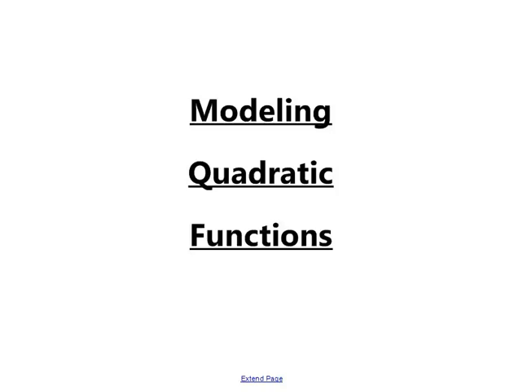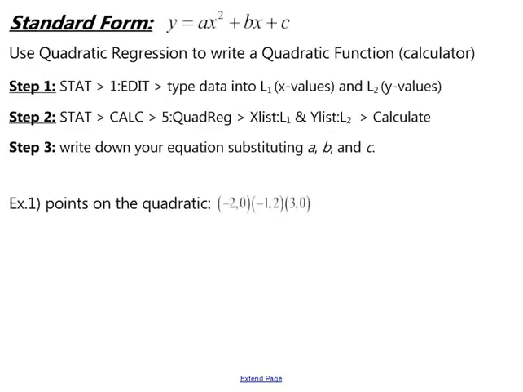Modeling quadratic functions. When we want to write an equation into standard form, we're actually going to use quadratic regression on the calculator to do that. First I want you to write down these 3 steps. Step 1, we're going to go into Stat and then choose the first option to edit. We're going to type our data into L1 where we're going to put the x values, and then L2 where we put the y values.